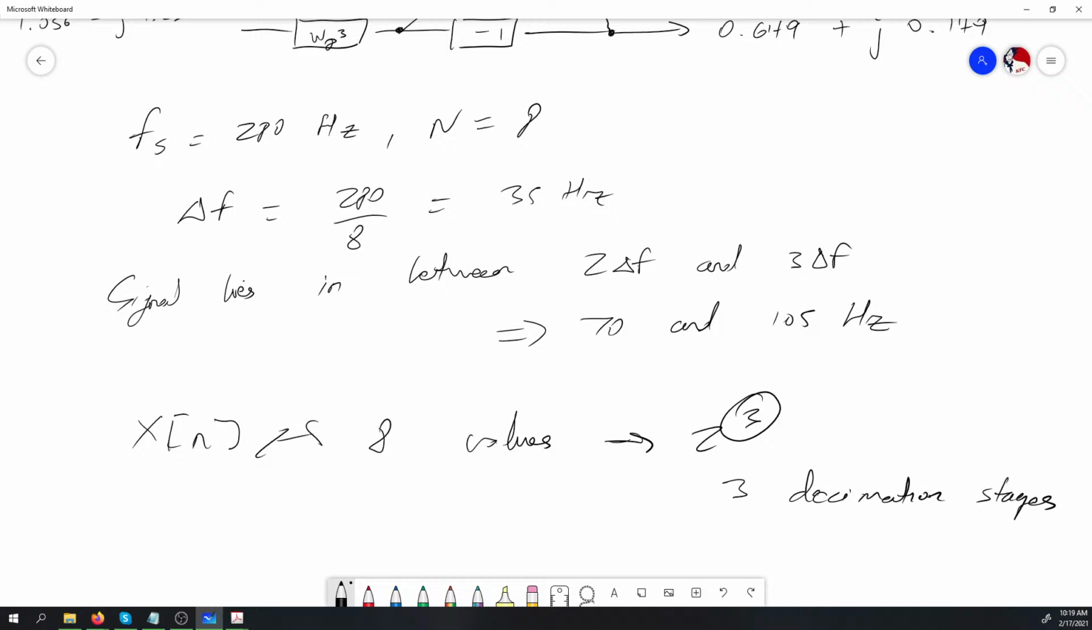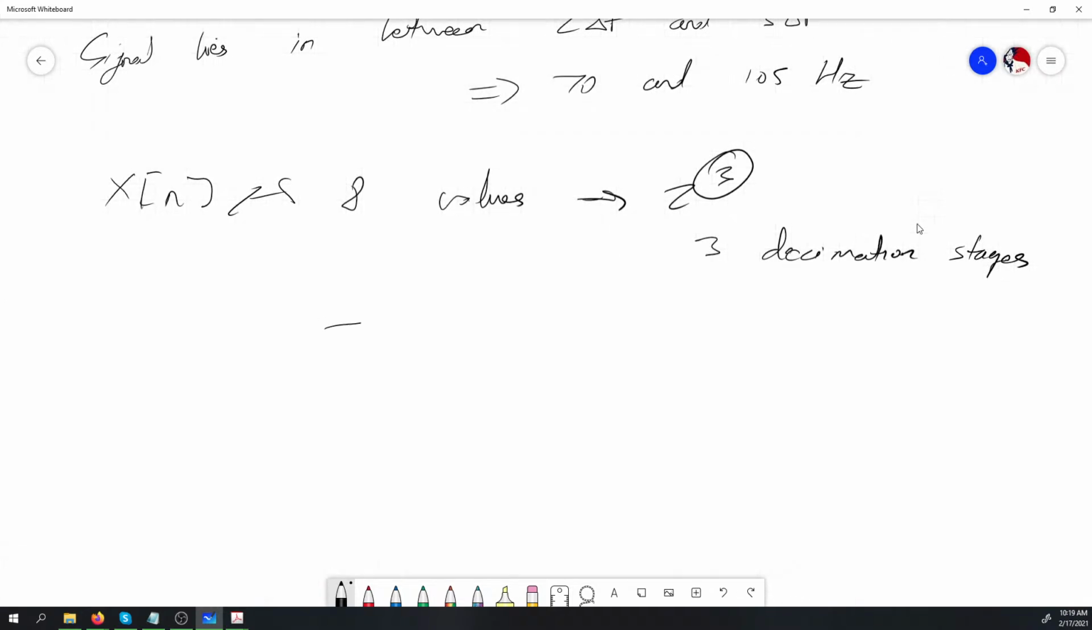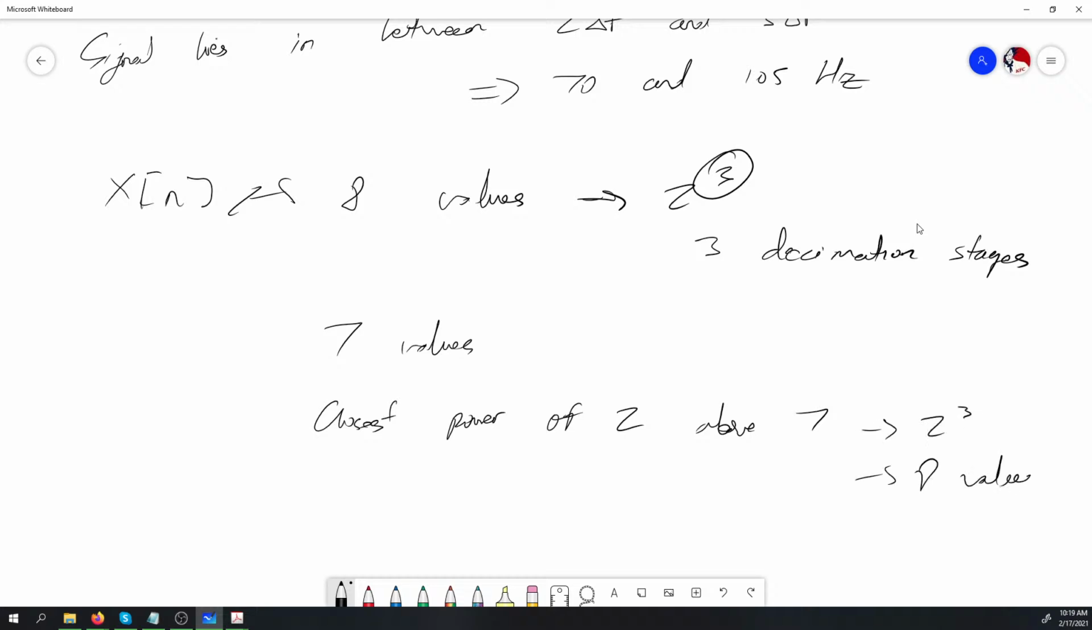If for some instance, like let's say if this was 7 values, you need to go up in values to the next closest power of 2. The power of 2 above 7 is going to be 2 to the 3, which is 8 values. And once it's 8 values, you just add a 0 onto the end of the x of n signal to 0 pad it, and then perform the FFT accordingly.